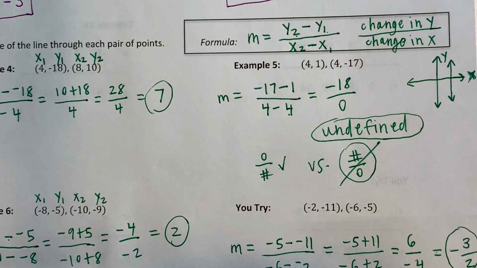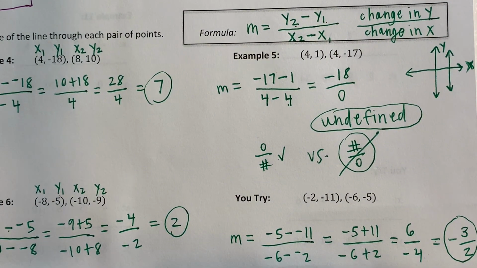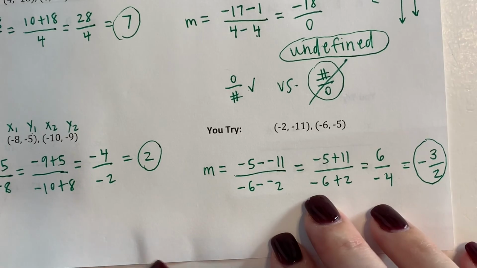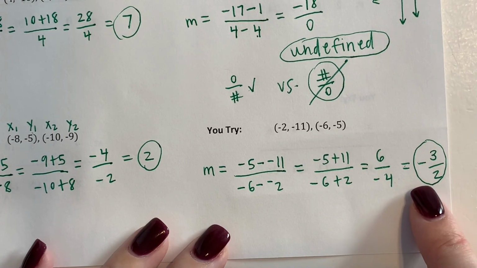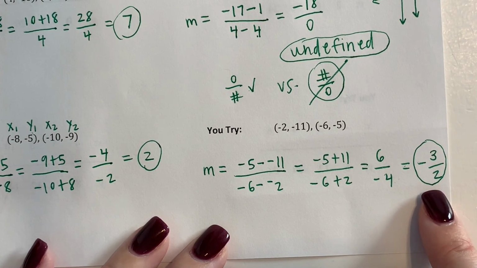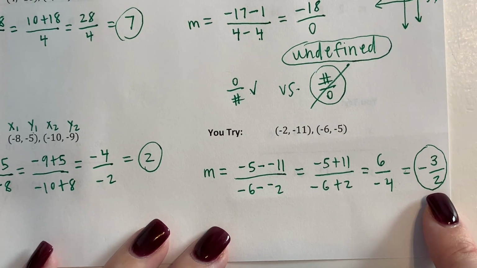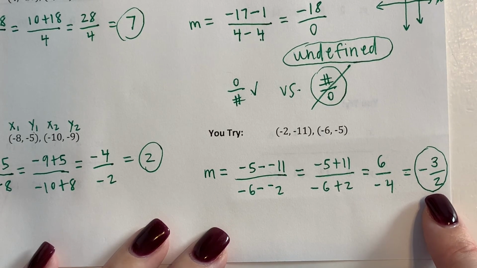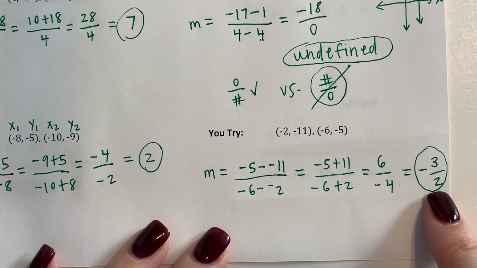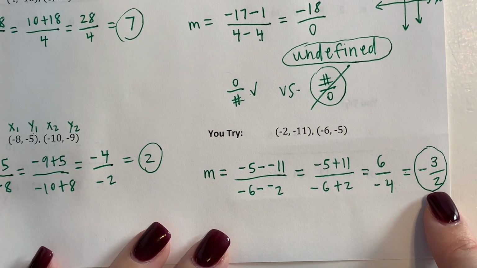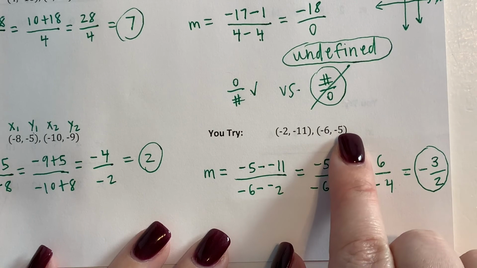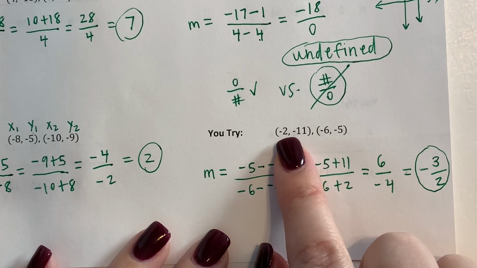The second mistake that I will commonly see students make is at the end, you will get the wrong sign. So if instead of getting a -3/2, you got a positive 3/2, that means that you weren't being consistent in subtracting your change in y's and your change in x's. So what I mean by that is, if you're going to label your ordered pairs X1, Y1, X2, Y2, you have to go in that consistent order.